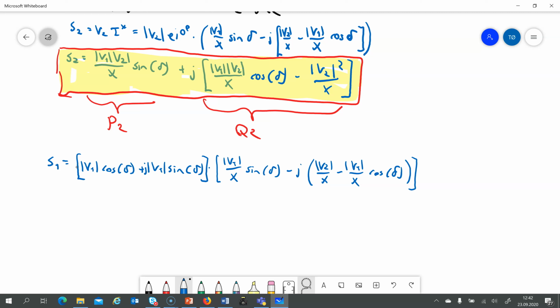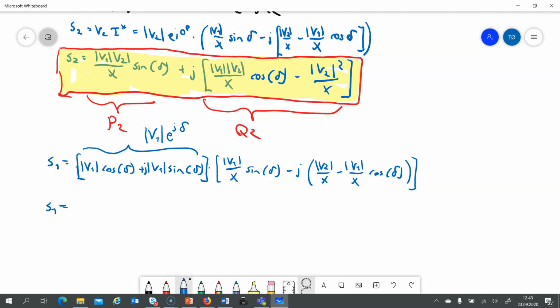So remember that this is based on Euler's formula. This is V1 angle delta. Then you multiply with the current, and this is the exponential current. Yes, minus j V2 over X minus V1. Yeah, that's correct. Then let's multiply it out.